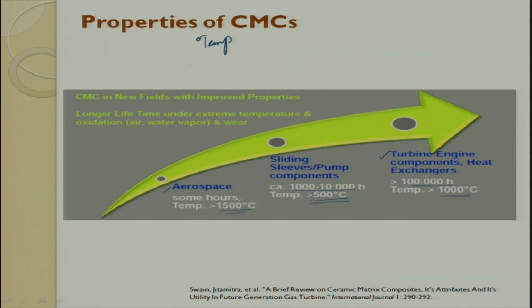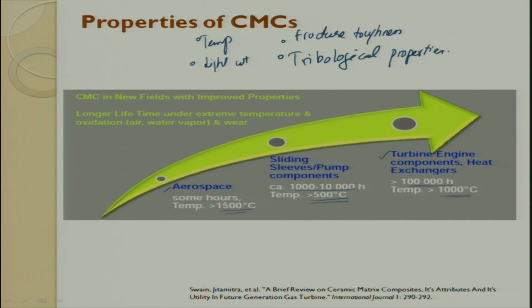So, here what we are looking at are properties which can withstand high temperature for a longer time, which is light in weight, the fracture toughness is high, and tribological properties. Okay. So, long lifetime under extreme temperatures, that is oxidation and wear. So, we also are talking about oxidation resistance and corrosion. Oxidation and corrosion resistance are some of the properties which we always expect from ceramic matrix composites.